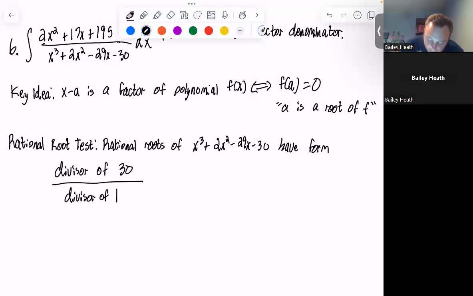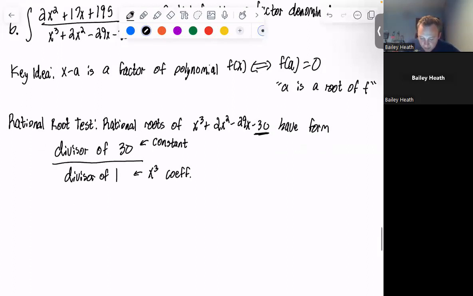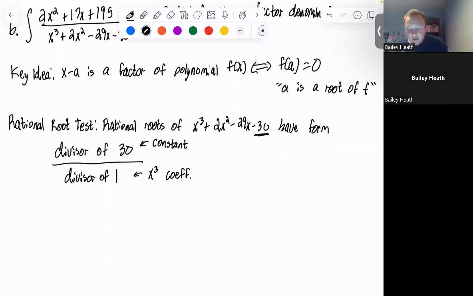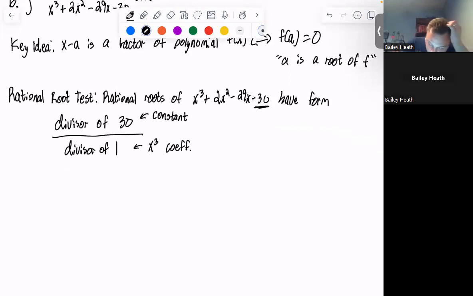So what is this 1, or excuse me, where's this 30 coming from? That's the constant at the end here. Technically, it's minus 30, but either way works just fine. And this 1 is the x cubed coefficient. So what this allows us to do is search for some factors. For example, what about x equals 1? Let's consider the divisors of 30.